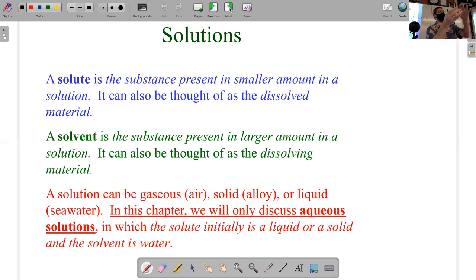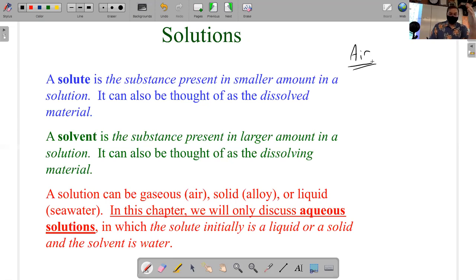So either a solid dissolved in a liquid, it could be a gas dissolved in a liquid, it could be a gas dissolved in a solid, it could be a solid dissolved in a solid. So, for instance, the air in this room is a solution. The major part of air is nitrogen, but there's also oxygen, carbon dioxide, water vapor, argon, all kinds of gases. So, in that case, for air, we would say the air in this room has multiple parts.